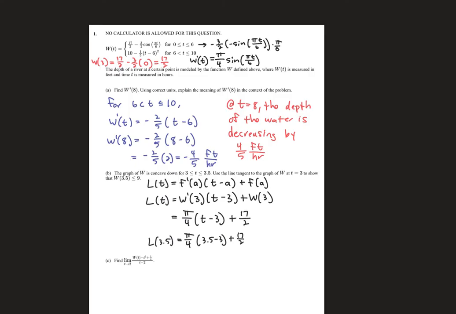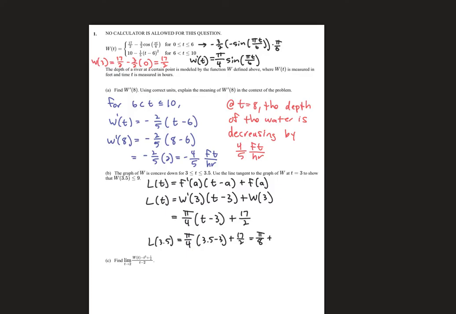Okay, so if you think about it, this is just a half, right? 3.5 minus 3 is 0.5, which is a half. And a half times pi over 4 is pi over 8. And then that'll be 17 over 2.